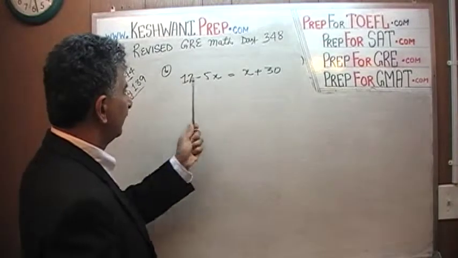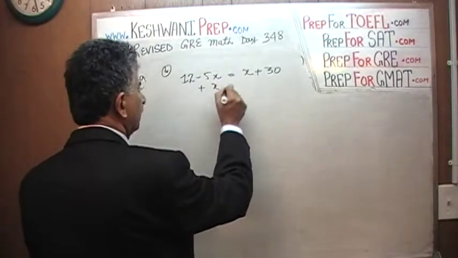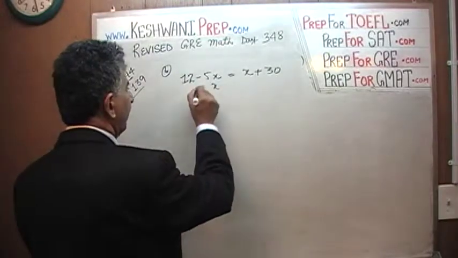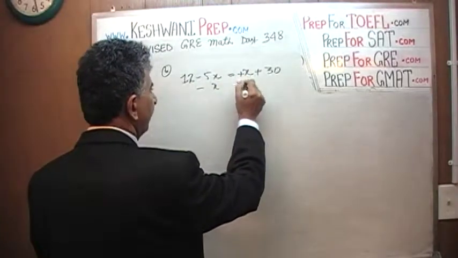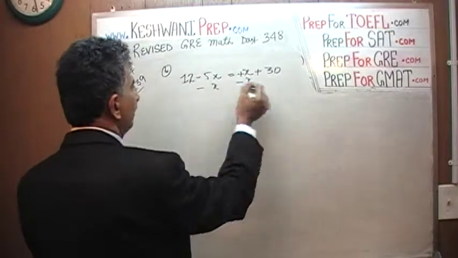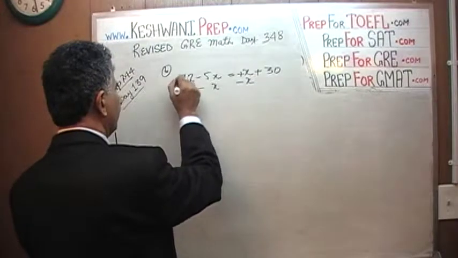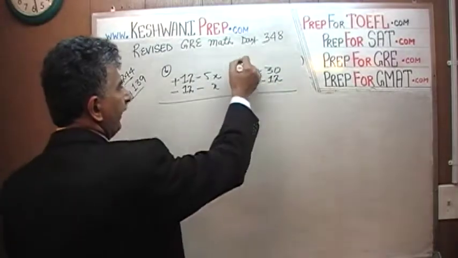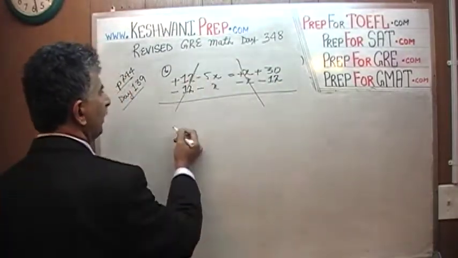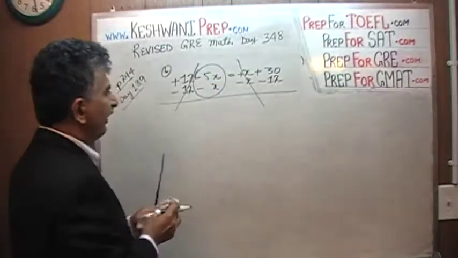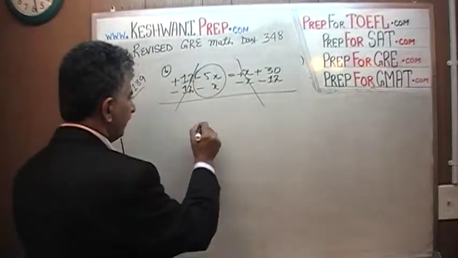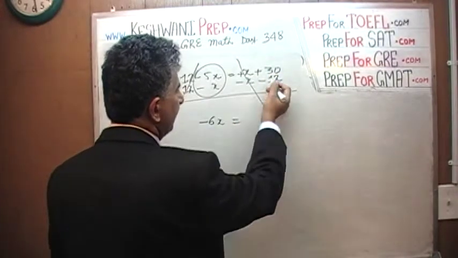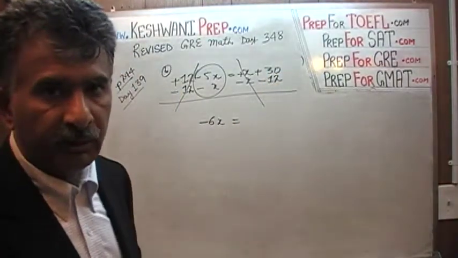So let's bring x to this side by subtracting x from both sides. This is the plus x, so let's subtract x from here. And then bring the 12 to that side by subtracting 12 from both sides. So this x will cancel out with that x. This 12 will go out. Negative 5x and a negative x is going to give us negative 6x equals 30 minus 12, which is 18.